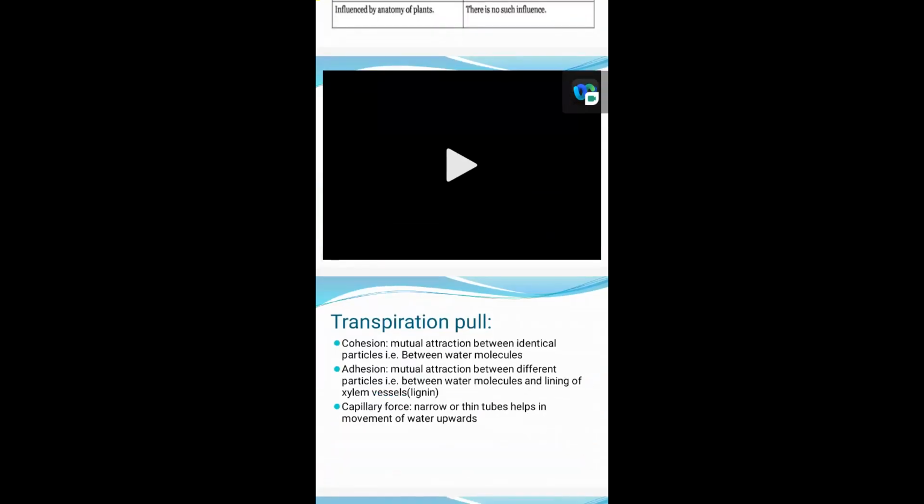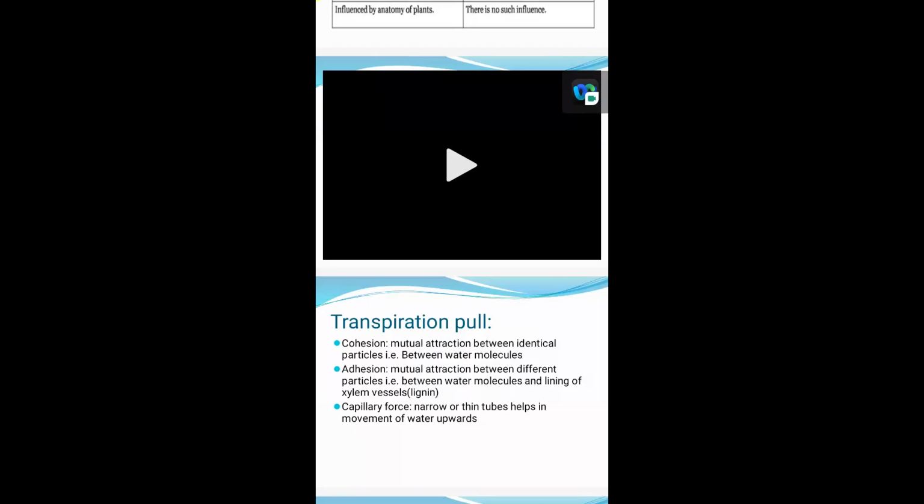Now go to the transpiration pull. Here, what are the forces which are involved in transpiration pull? So one is the cohesive force. That means the attraction between similar and identical particles. Here we are talking about the movement of water. The similar particles are nothing but the water molecules. That means the mutual attraction between the water molecules. There is the one force, there is the cohesion.